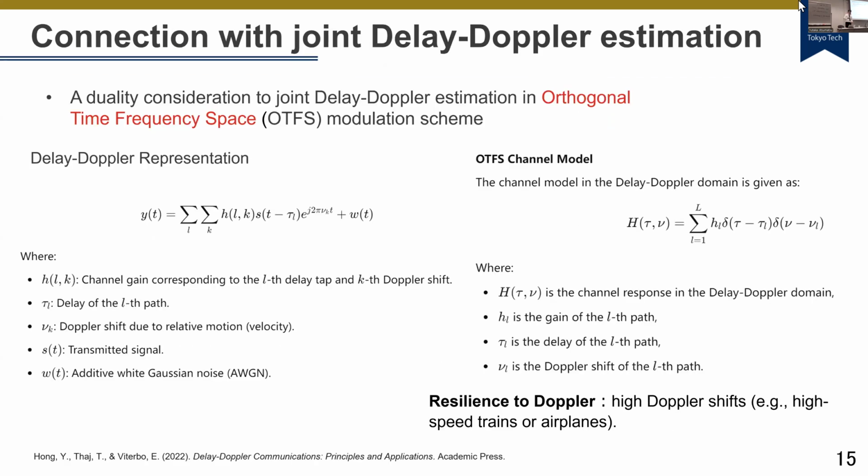Next, I want to connect our project to the joint delay-Doppler estimation, because we can consider the joint delay-Doppler estimation as the duality in the orthogonal time frequency space modulation scheme. If we use the delay-Doppler to represent the signal model, it can be shown like this. This term, S, is the transmit signal. It contains the delay information, and this one is related to the Doppler information. So we can extract the OTFS channels by using this delay-Doppler domain, given like this. We can see that this term is related to delay, and this term is related to Doppler. So what we are thinking about is, can we apply our 2D smoothing technique to combine these two domains, I mean the delay domain and the Doppler domain together, to jointly estimate the delay and the Doppler by using the subspace technique we proposed?